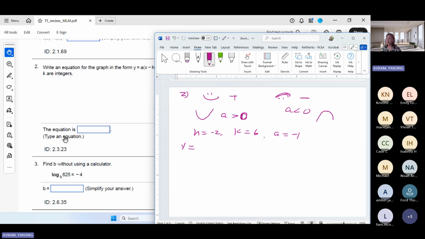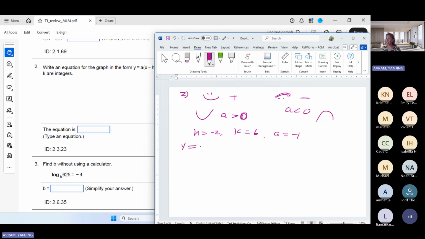You need to write down the equation. Look at it. The instruction here is that you need to type an equation. So what does an equation mean? That means you need to write down y equal to, right? This one is y equal to. You don't want to write down p or q equal to. You need to match the original one. So write down y equal to, right?